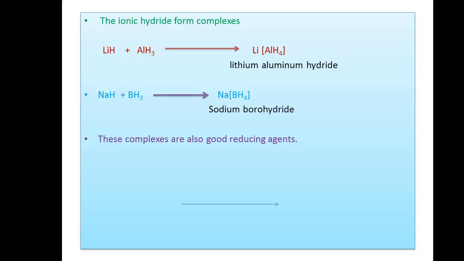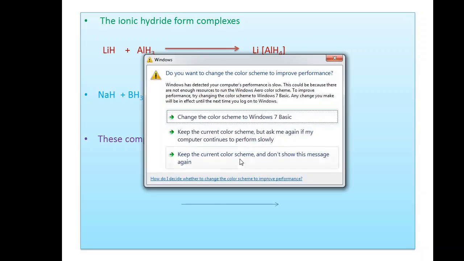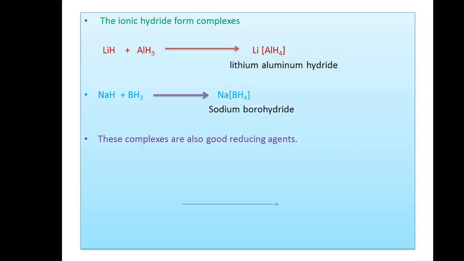The next is NaH plus BH3. It gives NaBH4. This also forms a complex. NaH is an ionic hydride. It gives Na[BH4]. This is sodium borohydride. These complexes are also good reducing agents.